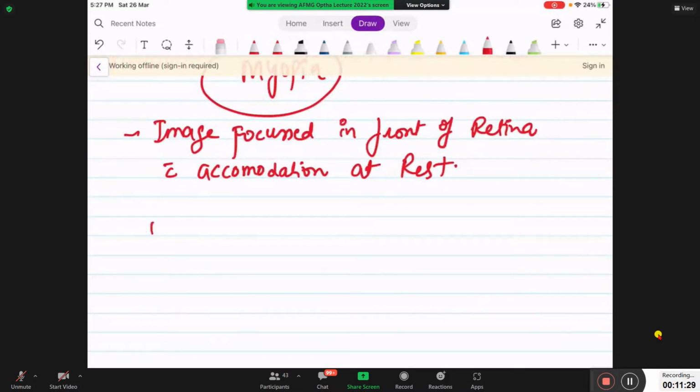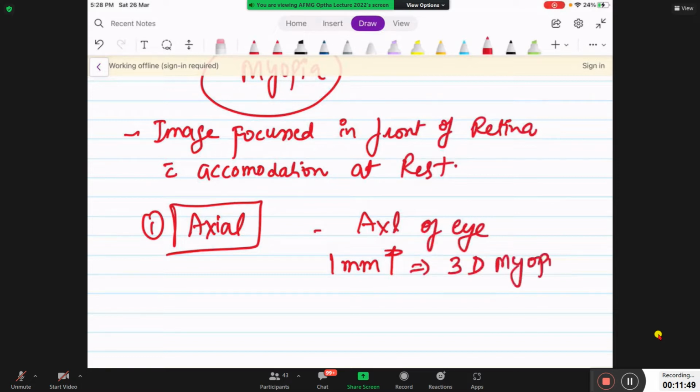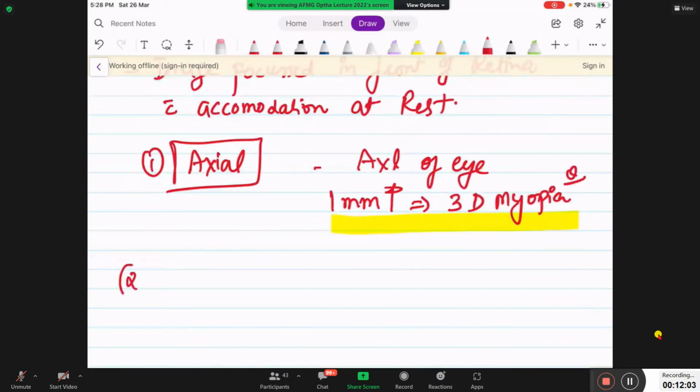Talking about types of myopia, first we will discuss axial myopia. Axial means the axial length of the eye. If there is a 1 millimeter increase in the axial length of the eye, it will induce 3 diopters of myopia. This is an important question. A 1 millimeter change in axial length will give you 3 diopters of myopia.